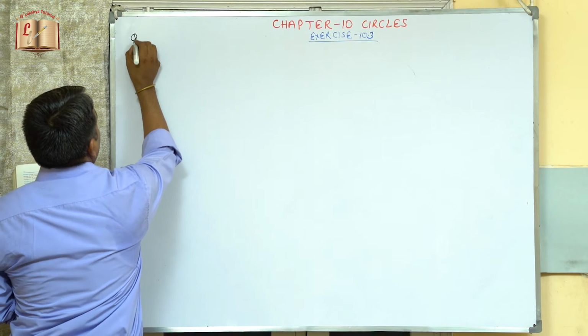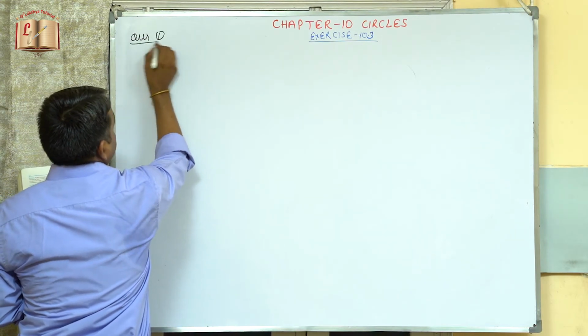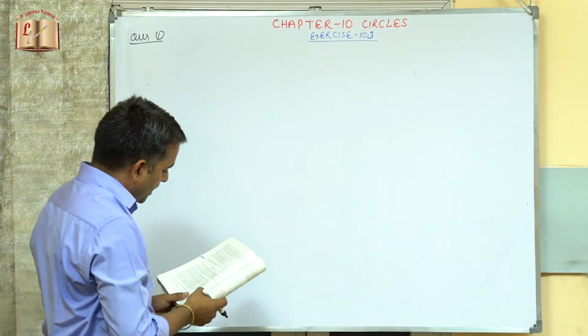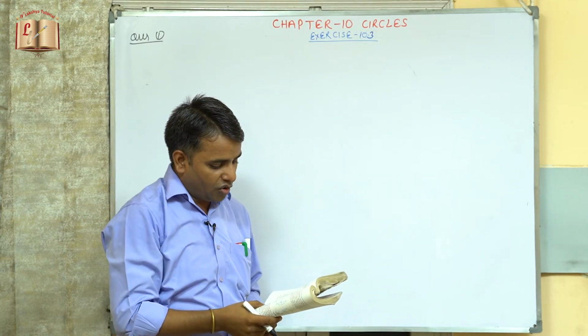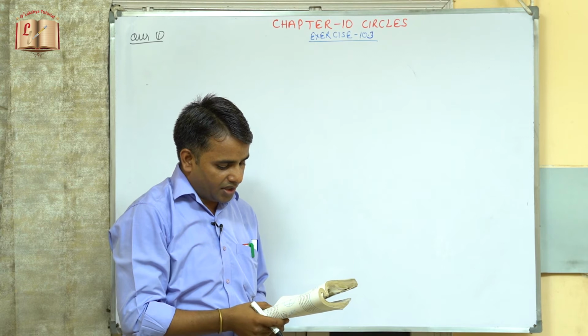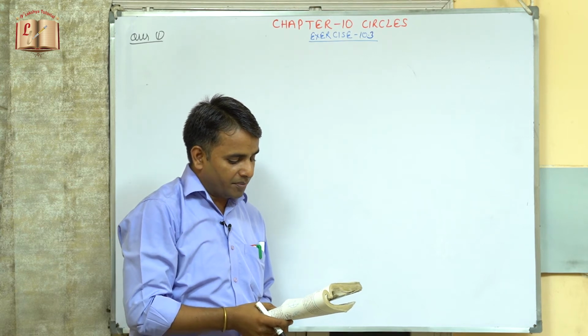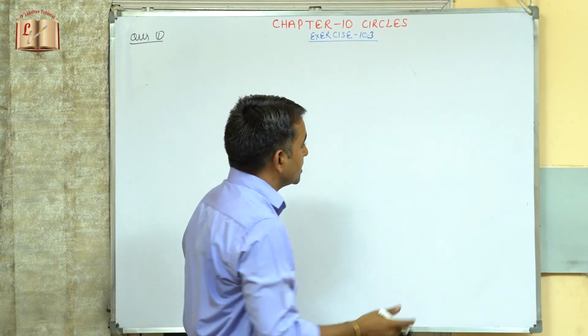Now coming to question number 1 for exercise 10.3. Draw different pairs of the circles. How many points does each pair have in common? What is the maximum number of the common points?